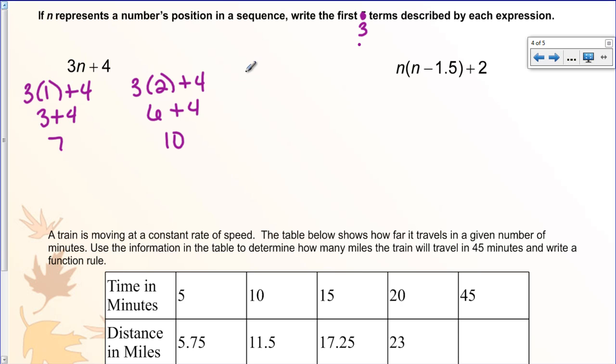To get the third one, guess what number I'm going to plug in? Yep, I'm going to plug in a 3. So 3 times 3 plus 4, well, that makes 9 plus 4, which is 13. So there are the first 3 terms in my sequence.